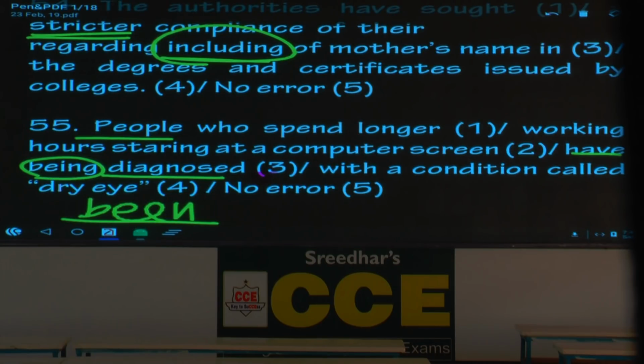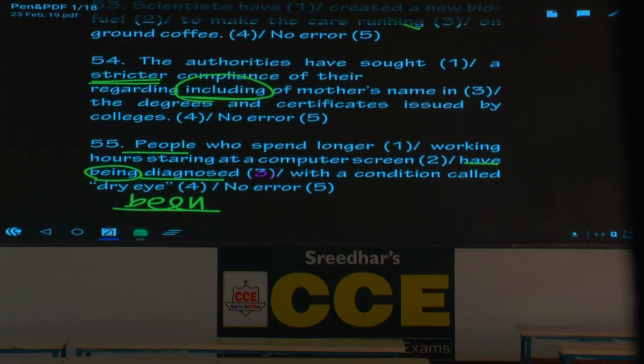How many of you have got this one right? Please raise your hands. That's good. I appreciate it. That's the last one related to spot the errors. Has anyone got all the 5 correct? No. 4 correct? That is also good. Which one went wrong?